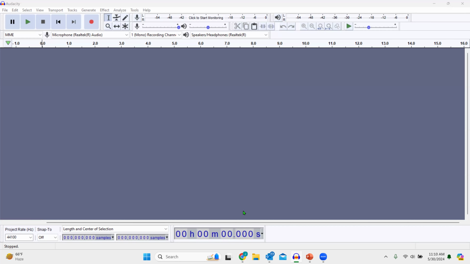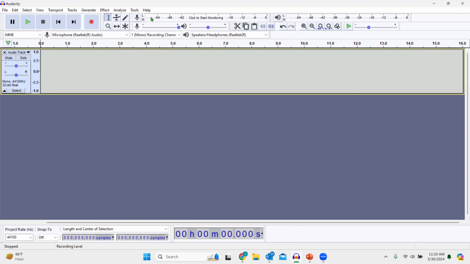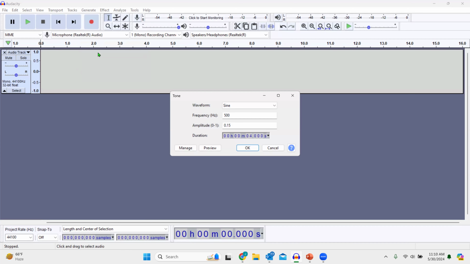So the first thing that we're going to do is add a track. So go up here to tracks, add new. We want a mono track. Stick in a mono track. Fantastic. Then we're going to generate a tone. Once we've got a track there, I can go generate and go to tone, click on that, and this window comes up and it says, what kind of wave do you want? Well, we want a sine wave. It should be defaulted to sine wave, but make sure.